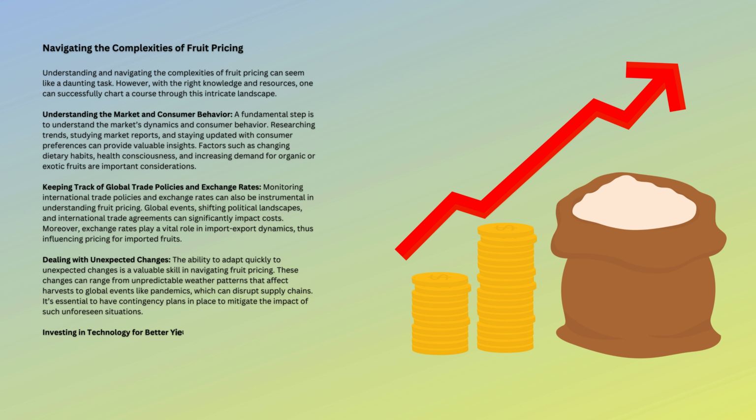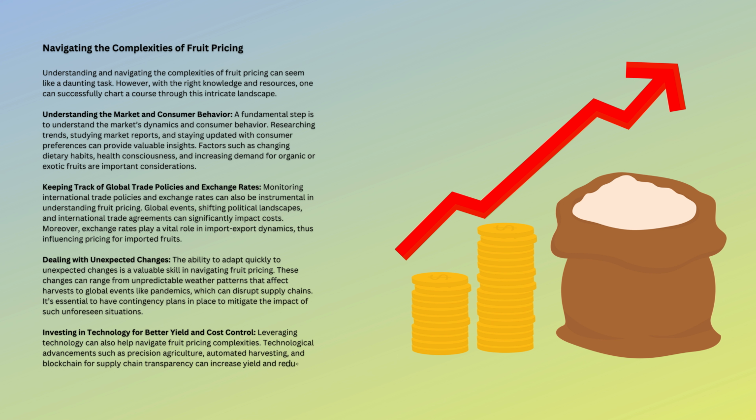Investing in technology for better yield and cost control. Leveraging technology can also help navigate fruit pricing complexities. Technological advancements such as precision agriculture, automated harvesting, and blockchain for supply chain transparency can increase yield and reduce costs, contributing to more predictable pricing.